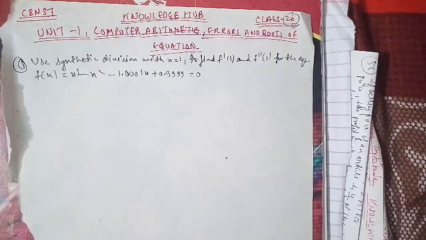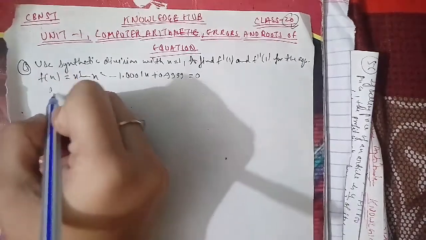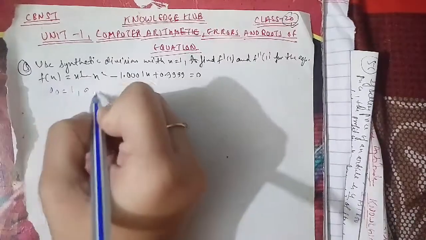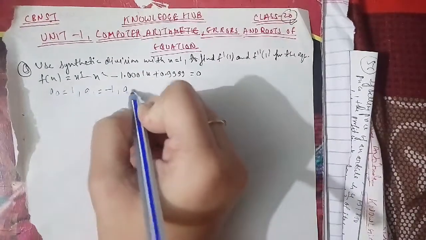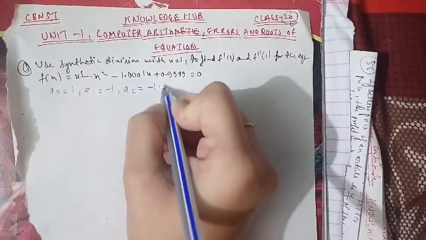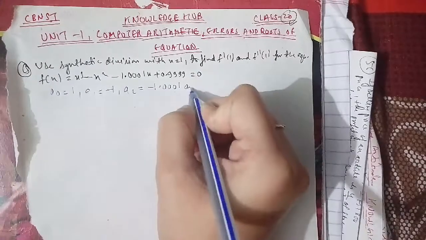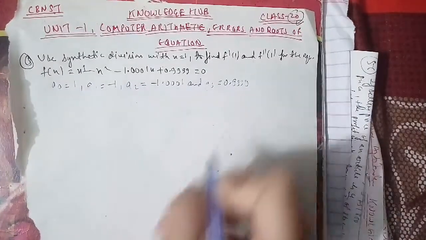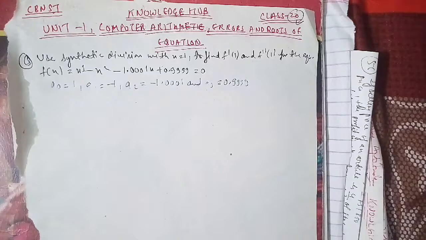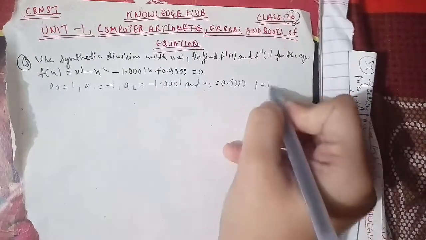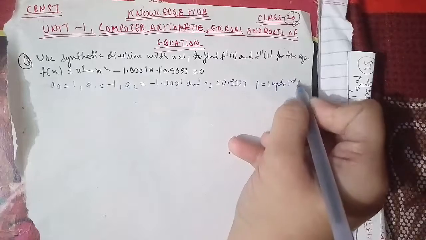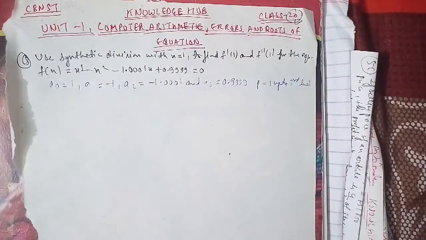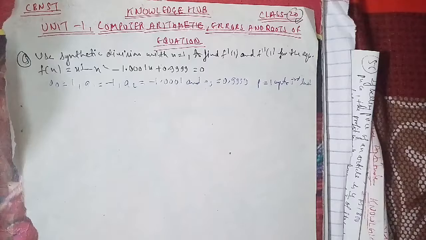Here the coefficients of the above polynomial are a0 equals 1, a1 equals minus 1, a2 equals minus 1.0001, and a3 equals 0.9999. So let us perform synthetic division beginning from p equals 1 up to the third level. So we go ahead for the same, and we'll make the table.